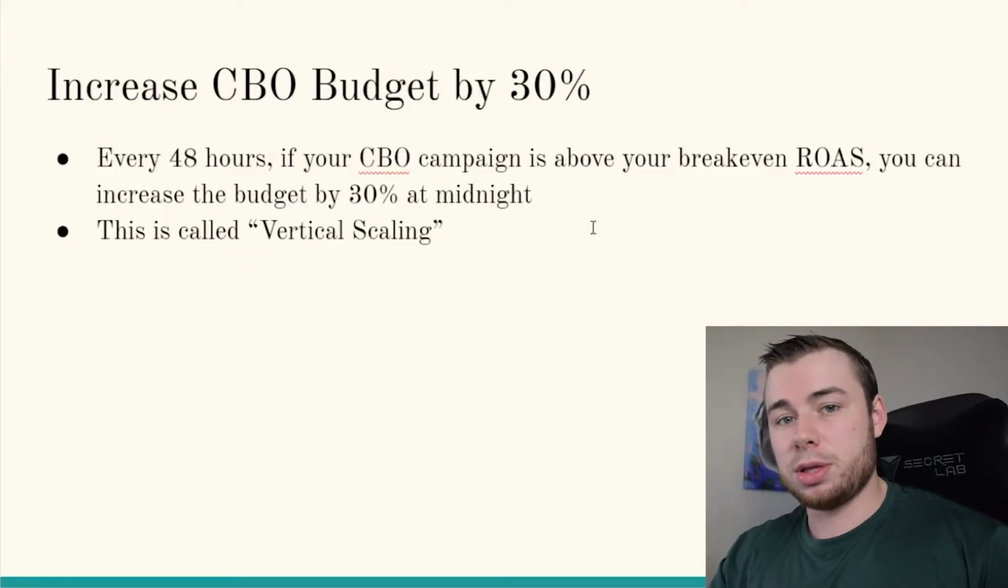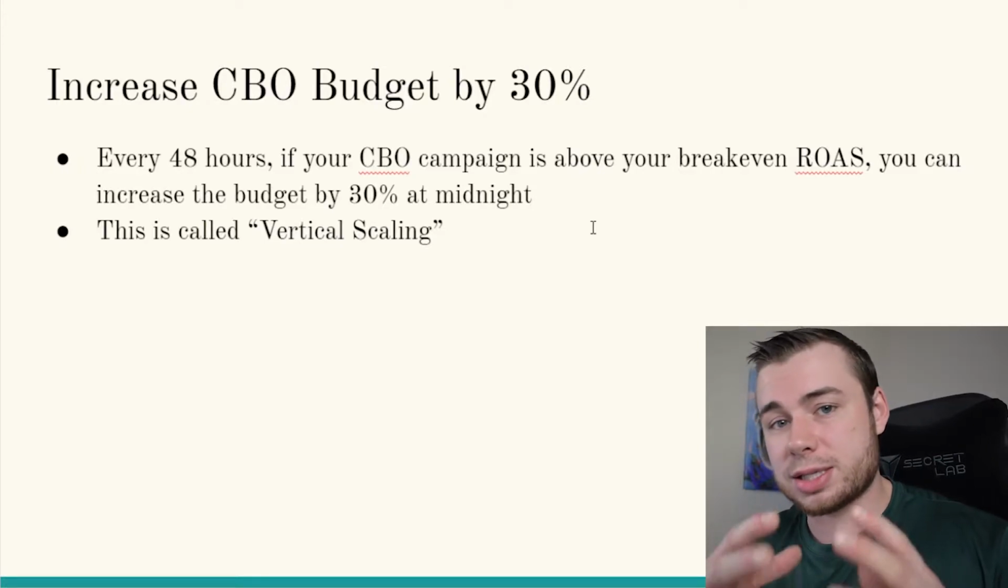So say you run a campaign today. After 48 hours, you want to look at the data, look at the ad sets, and look at the overall ROAS. If the ROAS is good and you've turned off some ad sets that aren't performing well, at that point, if the ROAS is healthy and it's profitable, you can decide to take that campaign and increase the campaign budget on it by 30%.